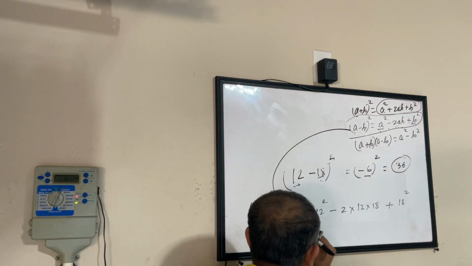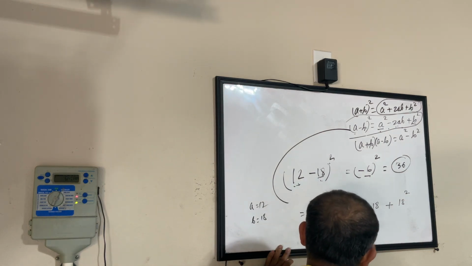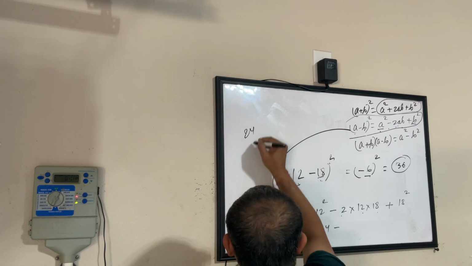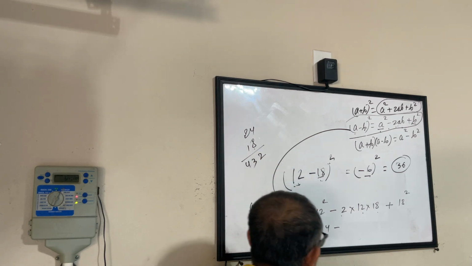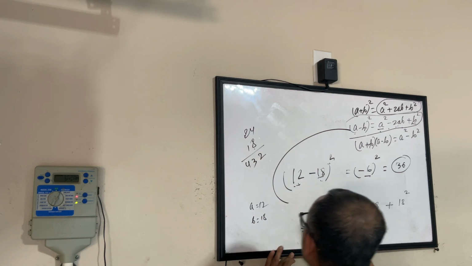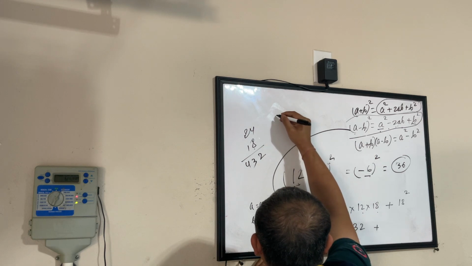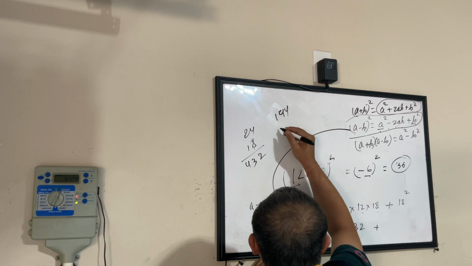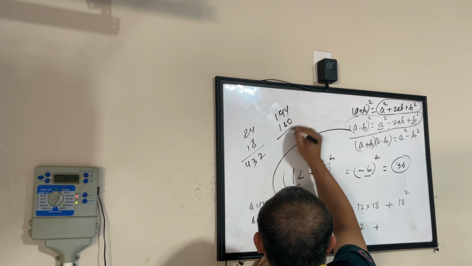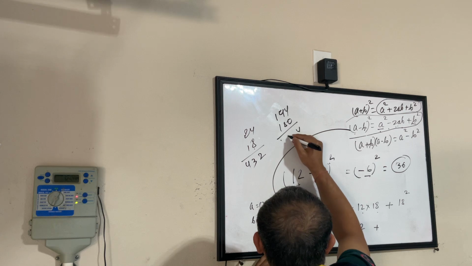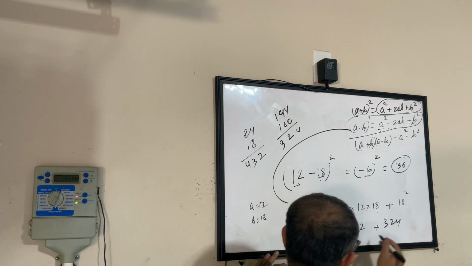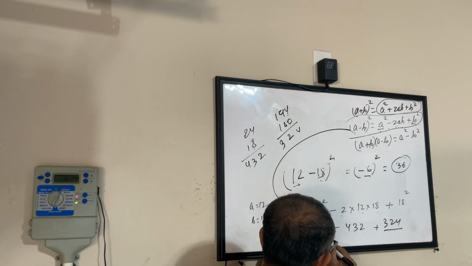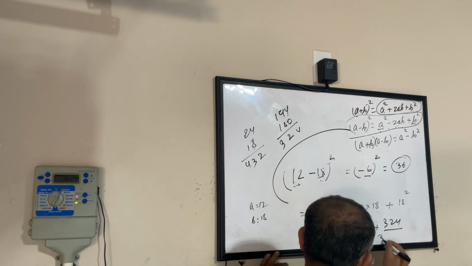So here 12 squared is 144, and 2 times 12 is 24, into 18 is 432, plus 18 squared, which is 324. So 144 plus 324 is 468, minus 432. This is 36.